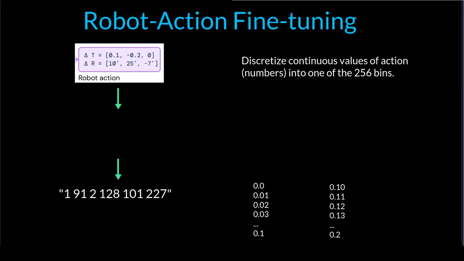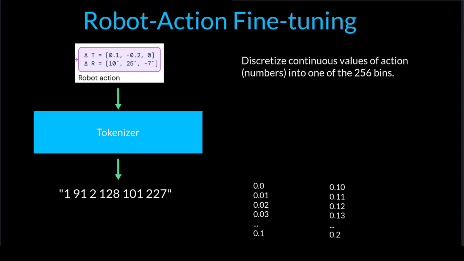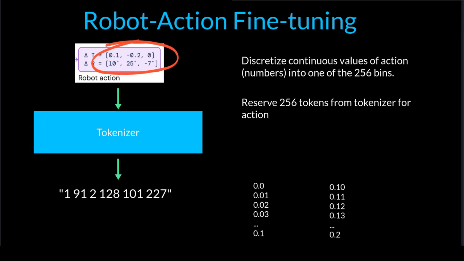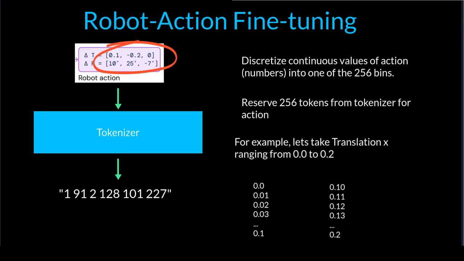Now, each of these bins can then be mapped to tokens used by the tokenizer. The tokenizer can always use a reserved set of tokens for these actions. For example, if we take an action with T values 0.1, minus 0.2, and 0, and the rotation values 10, 25, and minus 7 degrees, we first identify which bin these values belong to. The translation values from 0 to 0.1 can be bin 1. The values from 0.1 to 0.2 can be bin 2.